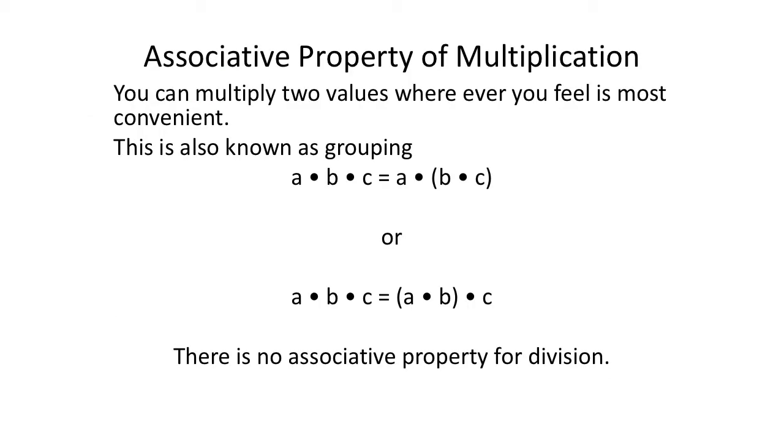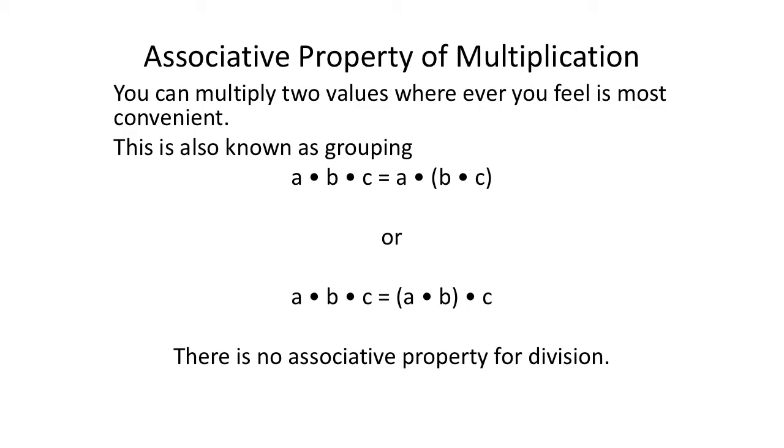All right, the associative property of multiplication. You can multiply 2 values where you feel is most convenient. That's true. So if you looked at just a regular multiplication problem, got 3 factors. If you wanted to, you could multiply B and C first if you want. But if you wanted to multiply the A and B first, you could. And that's really what parentheses tell us to do, which we'll get into more later on. Some of you know that's order of operations stuff. But parentheses tell us that we have to do that first, no matter what.